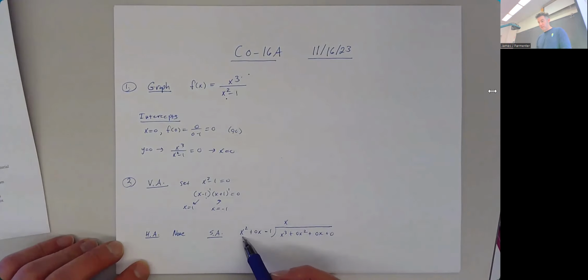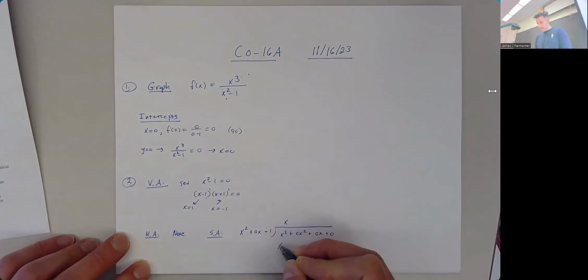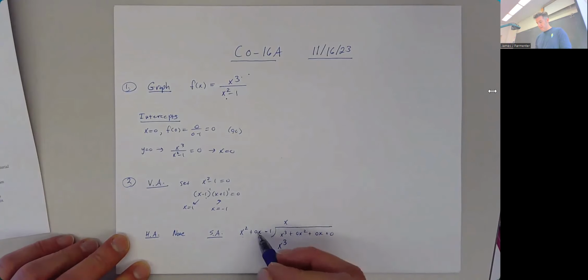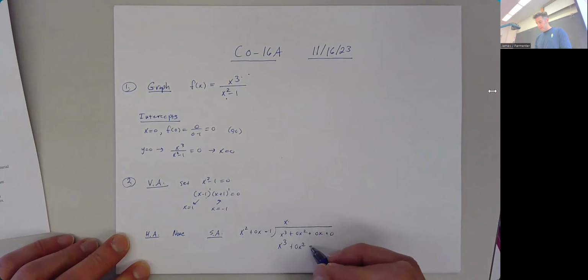You multiply x squared by x to get x cubed. x times 0x is 0x squared. x times -1 is minus x. We subtract: x cubed minus x cubed is 0. 0x squared minus 0x squared is 0. And 0x minus x is x, plus 0.